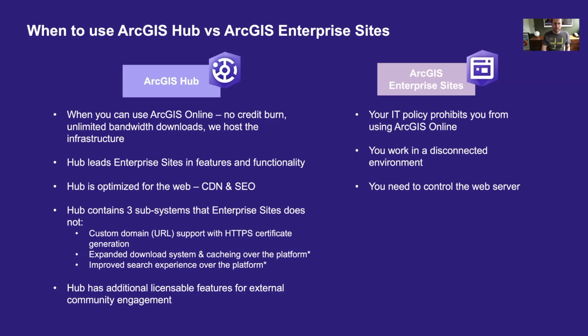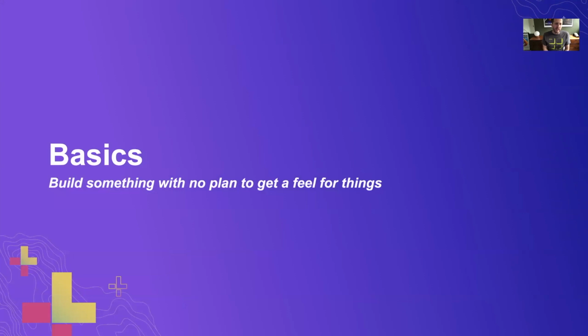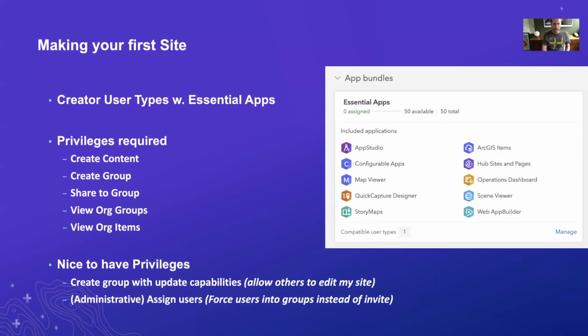So let's start with the basics. My recommendation here is that you build something with absolutely no plan so that you get a feel for things. So I recommend this by making your first site. And to do that, you'll need to be a creator user with essential apps. In Enterprise or Hub, you'll see us here in the Hub sites and pages or Enterprise sites and pages. You need to be, I call it publisher-ish.